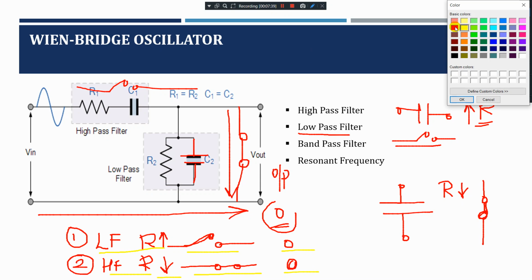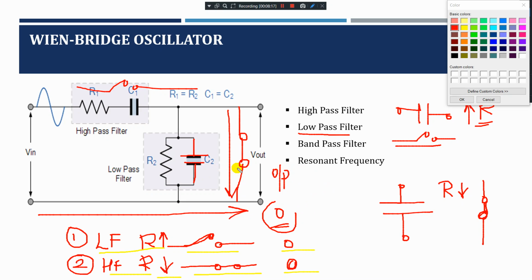So there should be a frequency point between these two extremes of C1 being open circuited and C2 being short circuited, where the output voltage Vout reaches its maximum value. So what happens here? There must be a frequency point between the two extremes, that we need to see.